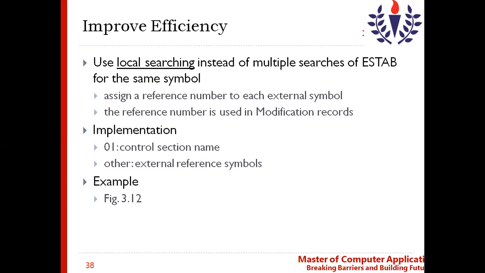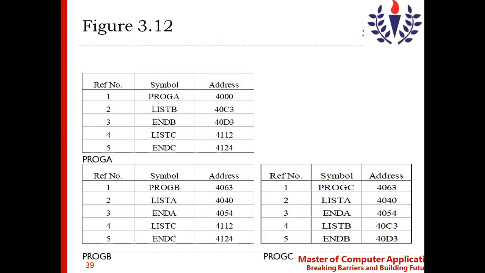For example, in the ES tab we have the program name, that is the control section name, as well as the symbols. For the control section, we give the value as 1, and for the remaining symbols we give 2, 3, and so on. I'll show you an example of how this is happening.